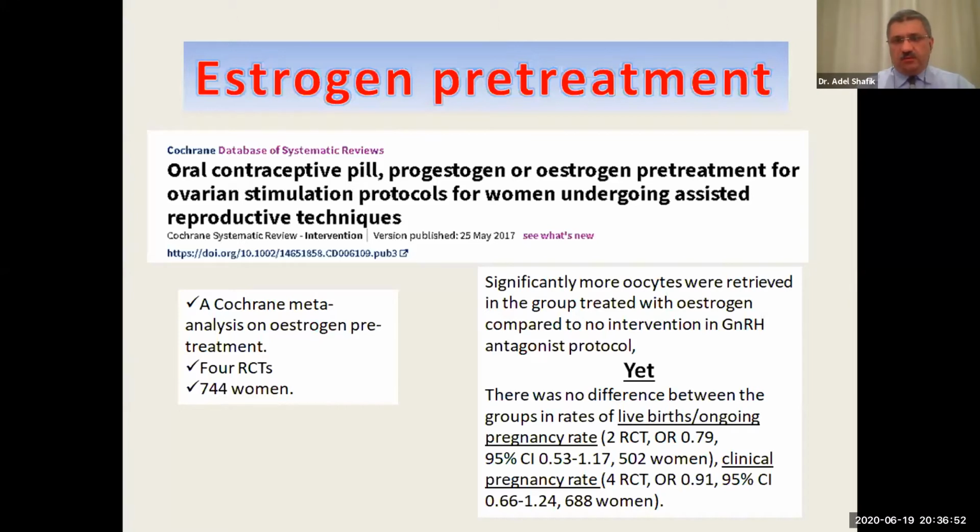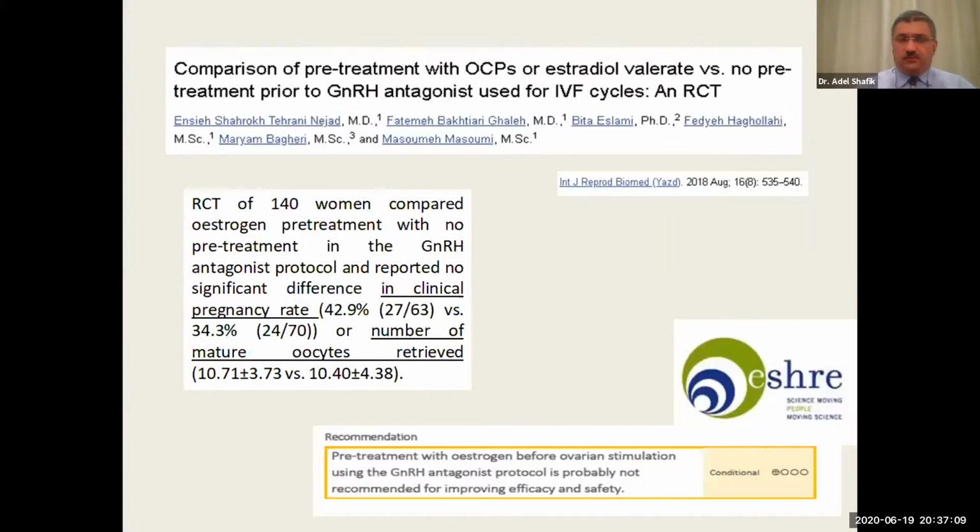However, there was no difference between both groups in the live birth rate, ongoing pregnancy rate, or clinical pregnancy rate. As we all know, the live birth rate is the most important outcome for us. So although estrogen pre-treatment increased the oocyte yield, there is no difference in the live birth rate.